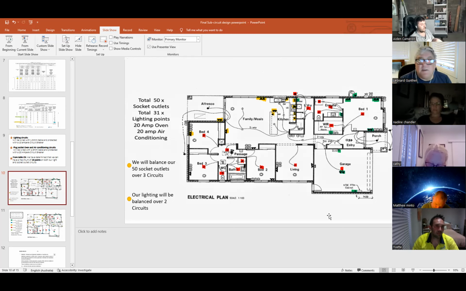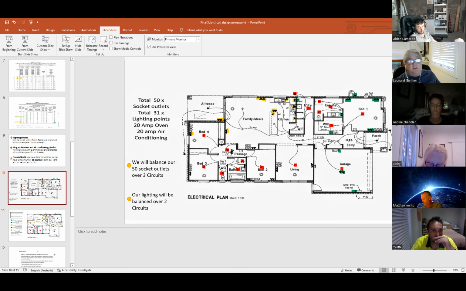Question, Len. Yes. Mate, are you also running something bigger than 2.5 for the oven and cooktop? As I say here, it's an upright dual oven, so it's only a 20 amp oven with a gas cooktop. So we're only running the one 20 amp circuit for that.